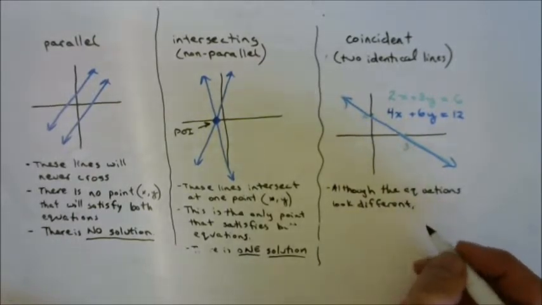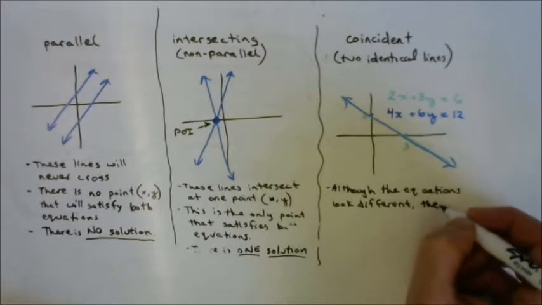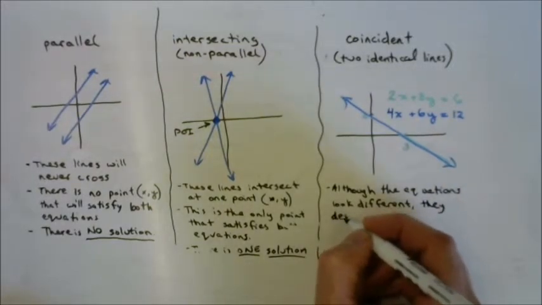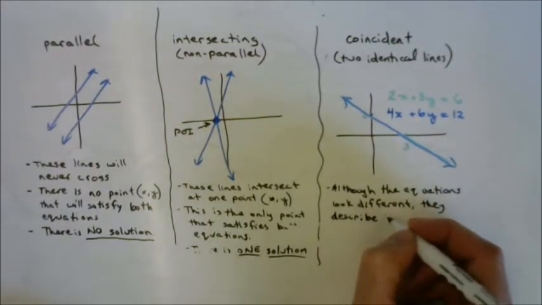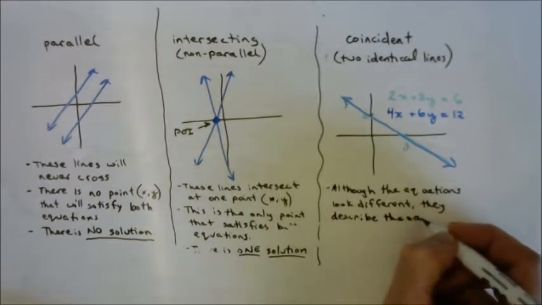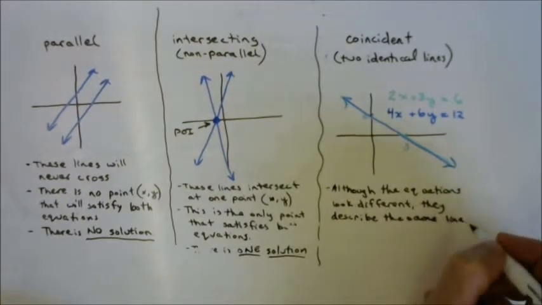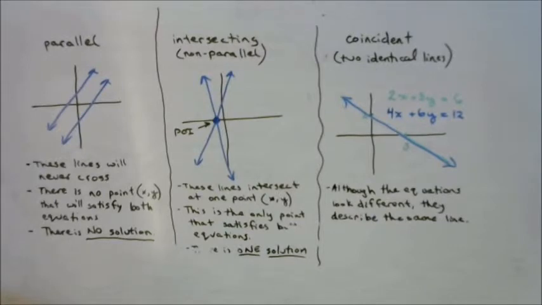Didn't we have to draw another line? We did, we drew two lines. You draw them on top of each other. They describe the same line. It's actually only one line, right? They're two equations that describe the same line.